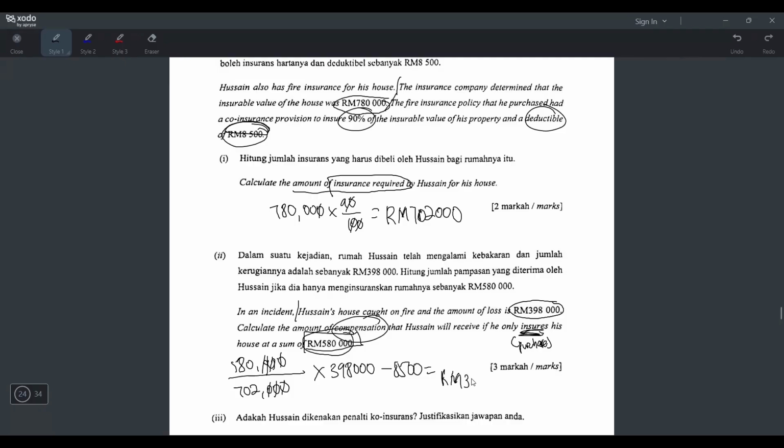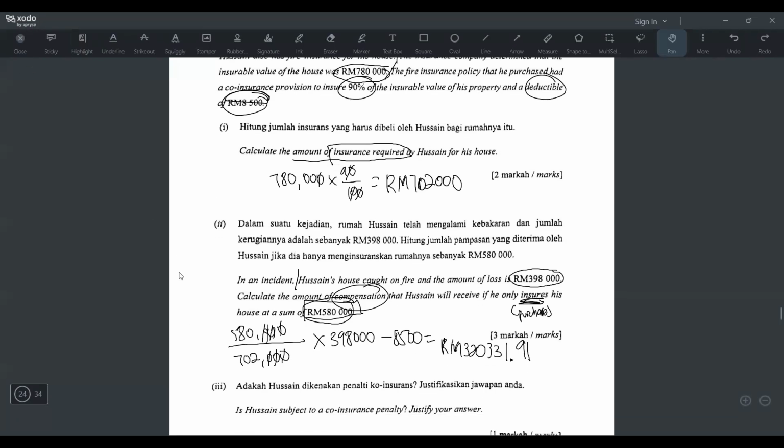So RM 320 and then 331.908. So 91 cents. Okay, write two decimal places because this is RM. Okay, so hope you understand. So anything else? That's all, right? They only want the compensation, so 3 marks for this. Okay, that's all done already.